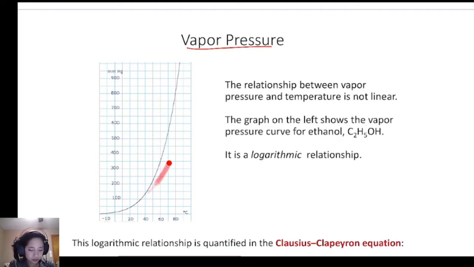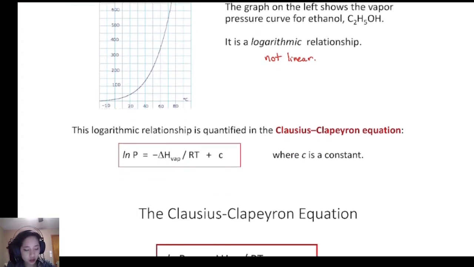So here's a graph. It shows the vapor pressure curve of ethanol. So you can see here that this is ethanol. At 760, its normal boiling point is around 70 degrees Celsius. What this graph shows is actually a logarithmic relationship. All right, so not linear. Okay, it's logarithmic, and it's actually explained by an equation that we call the Clausius-Clapeyron equation.